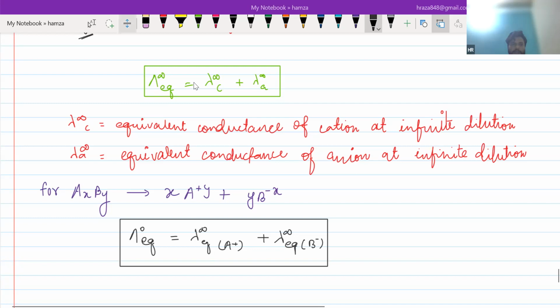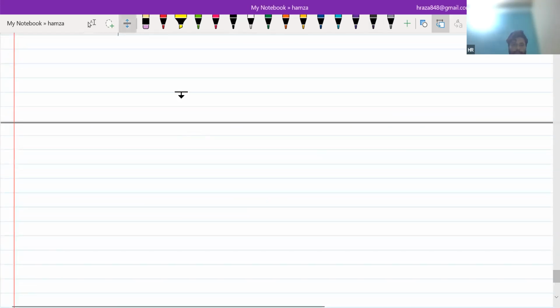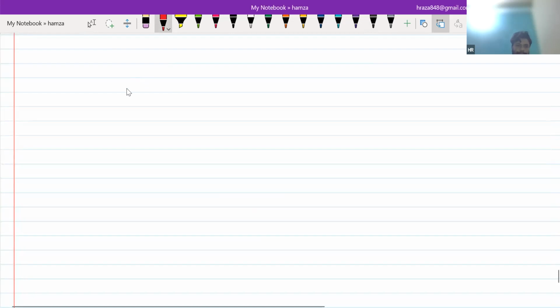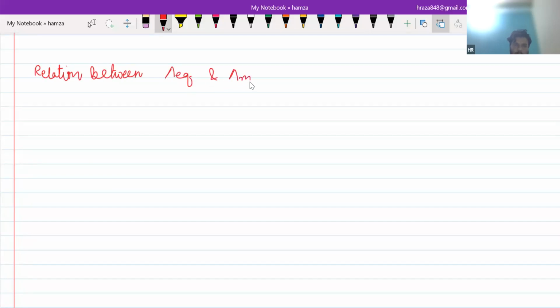Very good. Very good, both of you. Now see, write a point. We just did Kohlrausch's law in terms of equivalent conductivity, but the questions will also be on molar conductivities. So we need to learn the relation between equivalent conductivity and molar conductivity, so that we will be able to solve questions on Kohlrausch's law in terms of molar conductivity also. So write a topic, that is relation between equivalent conductivity and molar conductivity.